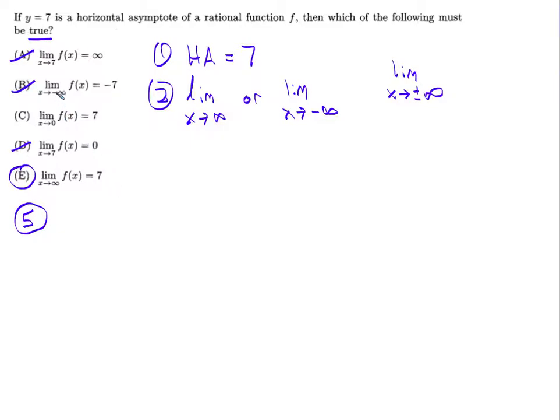The fact that x goes to negative infinity doesn't change the fact that it still goes to 7. The horizontal asymptote is still the same, even at the other end of the graph, at the left end of the graph.